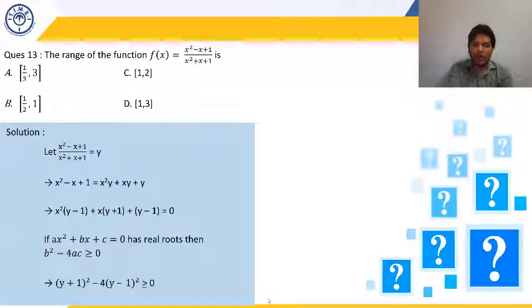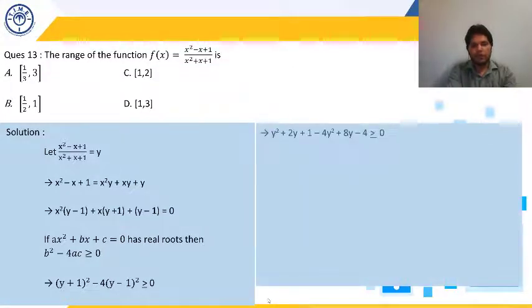So what is b here? Y plus 1. So (y plus 1) whole square minus 4 into a, which is y minus 1, and c is also y minus 1. So it will become (y minus 1) whole square. This should be greater than or equal to 0. So this is a square minus b square form. So we can split them and accordingly solve them. So we will be getting this much.